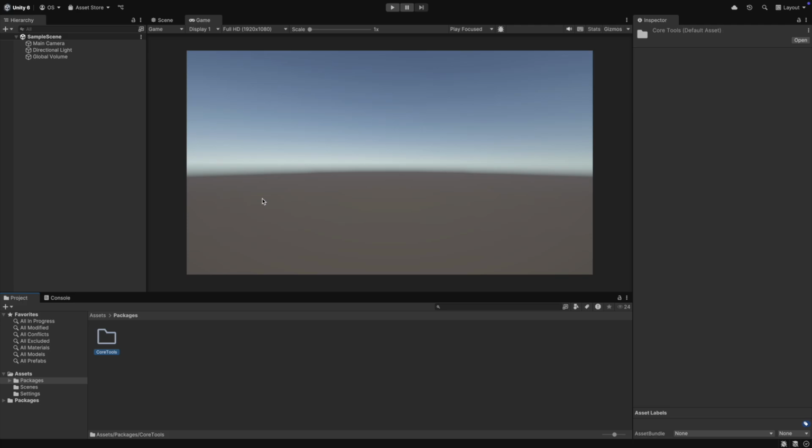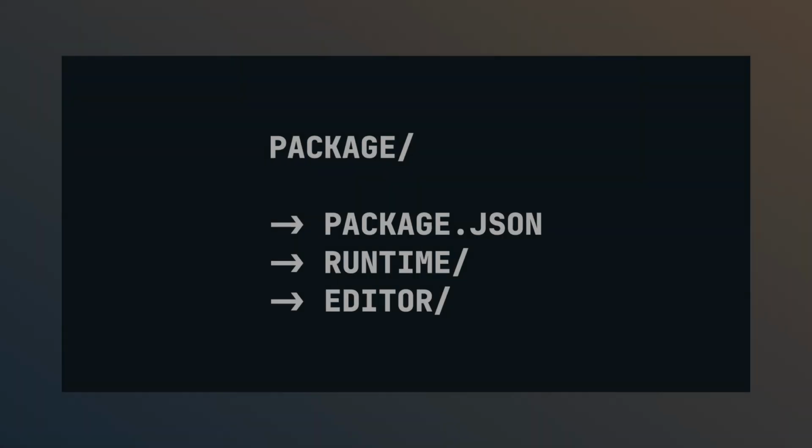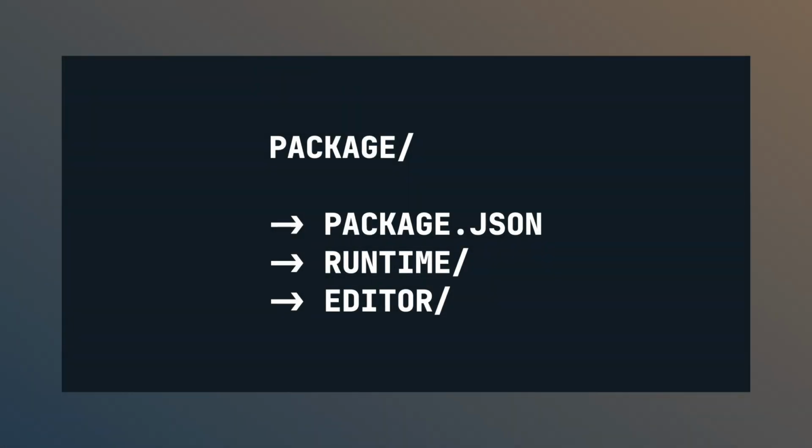Inside of this folder, we have to create a specific folder structure. This is the setup that is recommended by Unity. Inside the package folder, we have the package.json file. This is mandatory. Without this file, your package will not be shown in the package manager later. For scripts, materials, and other runtime assets, we have the runtime folder. For editor extensions and scripts, we have an editor folder. At the moment, we just need the package.json and the runtime folder.